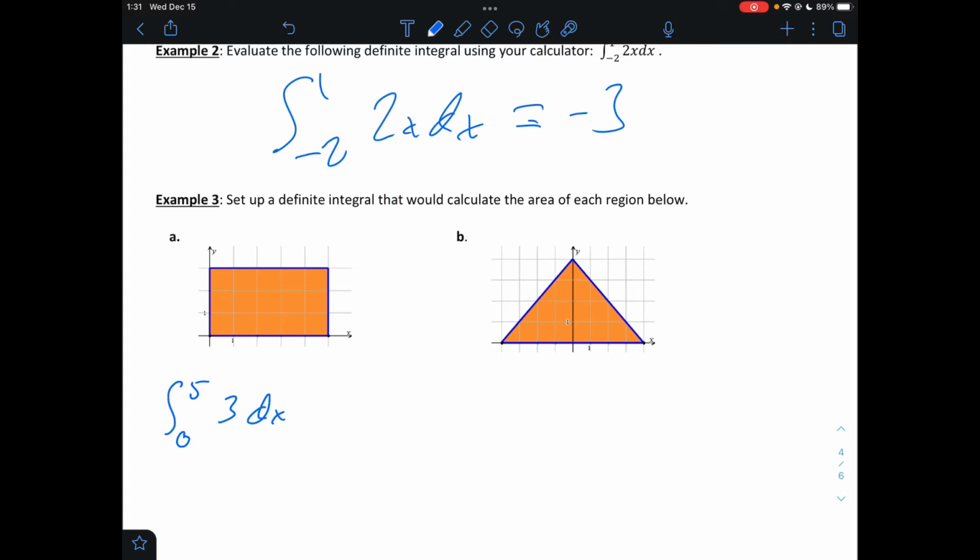Could we find the area of that without using any calculus? Absolutely. It's just a square or a rectangle. So we should actually know what the answer to this is, but we'll talk more about that on the next slide. Here, because the height isn't just one function, we're going to have to do two separate integrals. So the first integral is going to go from -4 to 0, and our second integral is going to go from 0 to 4.